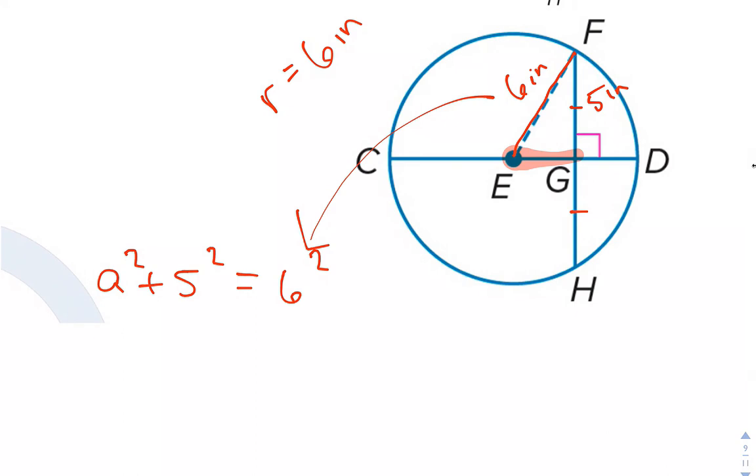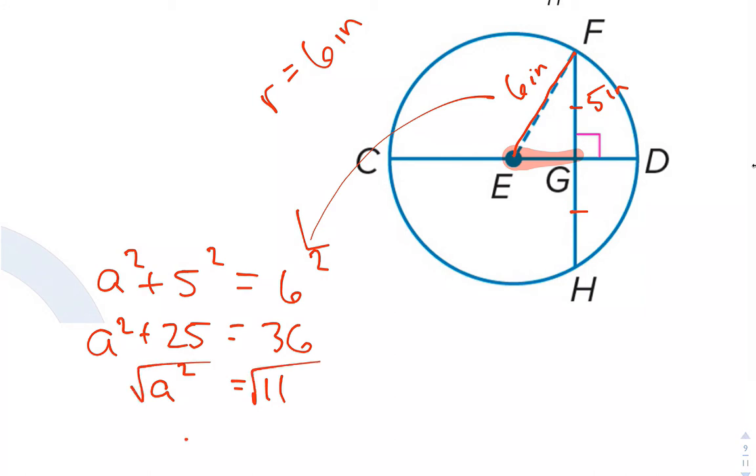Okay? So when I solve this, I have a squared plus 25 equals 36. If I subtract that 25, I end up with 11. To solve for a, I take the square root of both sides. So a is equal to approximately, if I take the square root of 11, 3.32 inches. Okay, and I should really change this because it's approximate, so I'll use our squigglies.